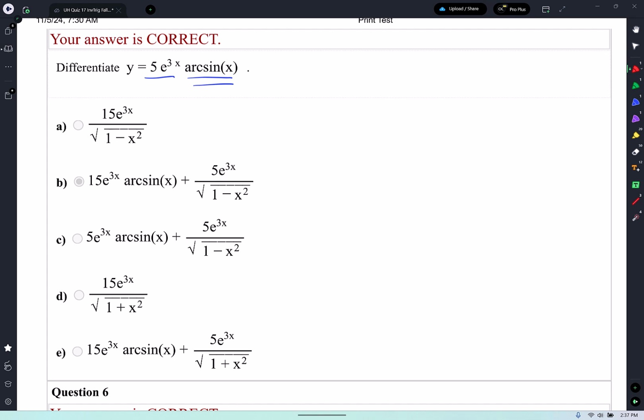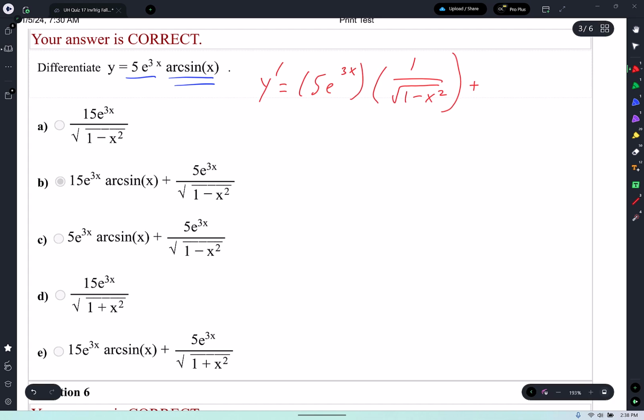All right, here we go, guys. Derivative. What rule am I using? Product. First, 5e to the 3x times derivative of the second, 1 over square root of 1 minus x squared. They're being nice to me because it's just arcsine of x, so there it is. Plus the second, arcsine of x, times derivative of the first. Derivative of the first, itself, 5e to the 3x times the derivative of 3x, times 3. There it is. I'm done.